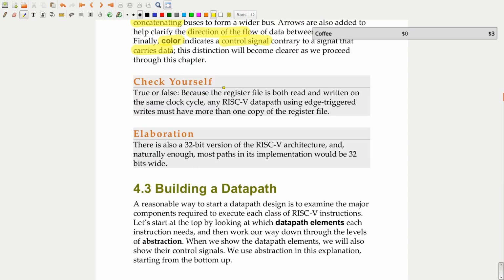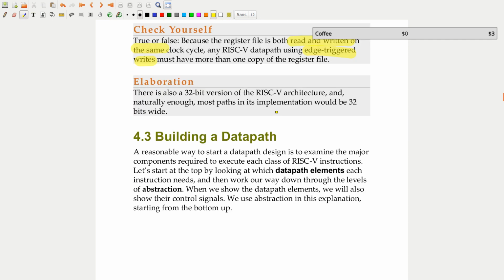Okay, so check yourself, true or false. Because the register file is both read and written on the same cycle, any RISC-V data path using edge-triggered writes must have more than one copy of the register file. We already saw that this is false, and we saw why. Things can be read and written on the same clock cycle, even with edge-triggered writes. That was because of the delay idea that we were talking about.